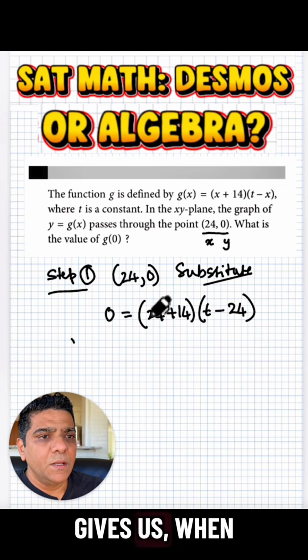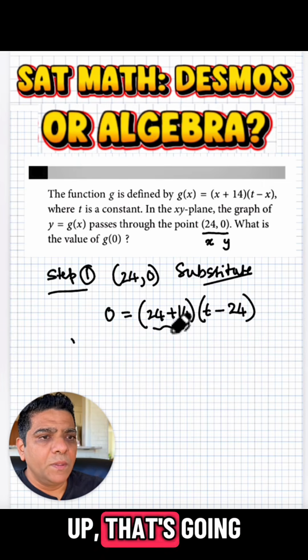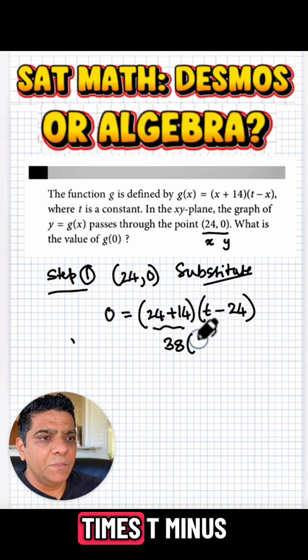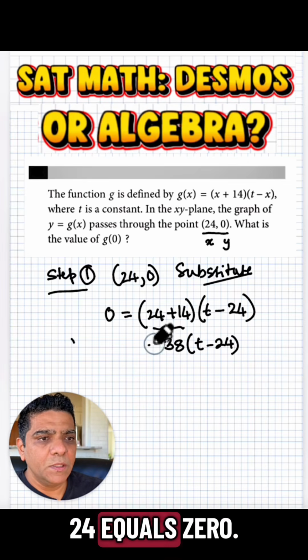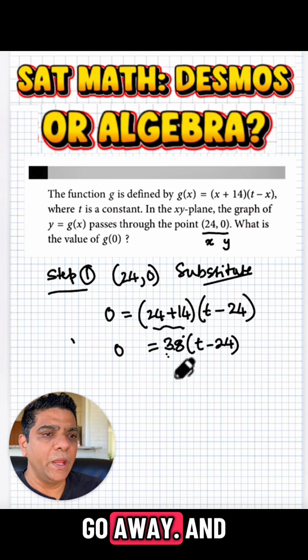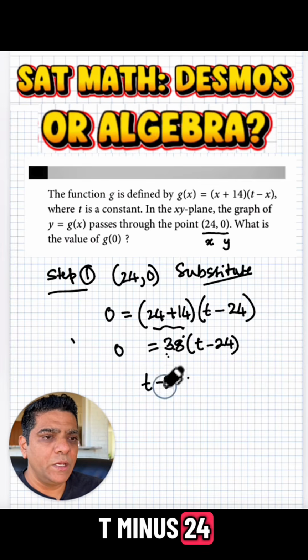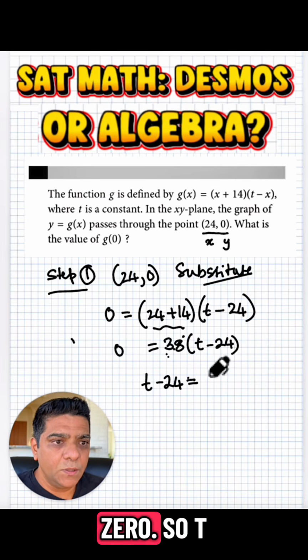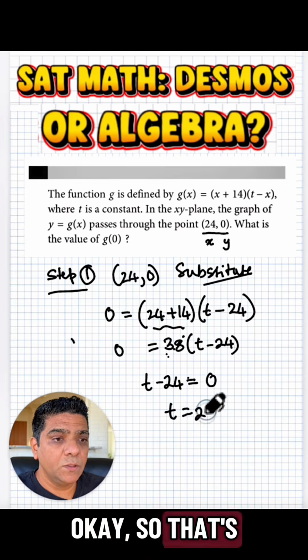When we simplify this, we add this up, that's going to be 38 times (t minus 24) equals 0. Now you can divide both sides by 38, so this will go away, and we have t minus 24 equals 0. So t is equal to 24. That's our constant here, t equals 24.